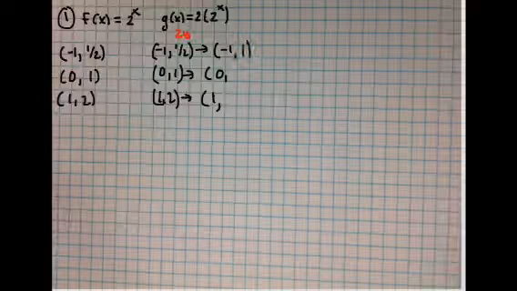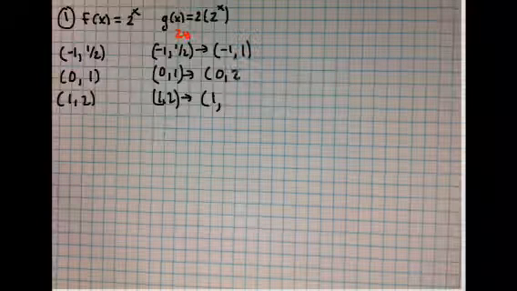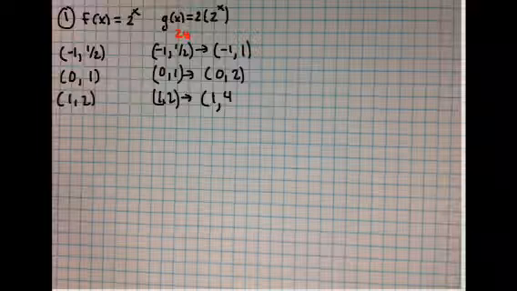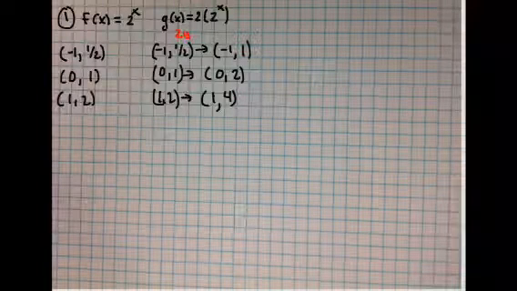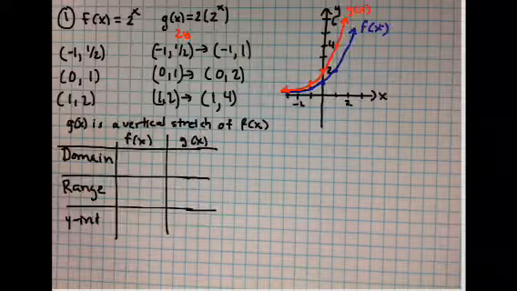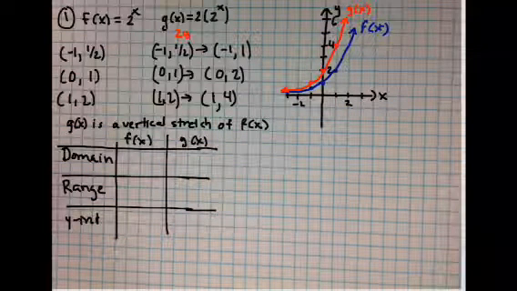For g of x, this is the a, right? So the a you multiply by y. It affects the y. So that's what I was going to do next. 1/2 times 2 is 1. Oops, 1. 2 times 1 is 2, and 2 times 2 is 4. So this one's going to have a vertical stretch by a factor of 2, and we're going to graph it right now. So the domain for both of them is all reals.